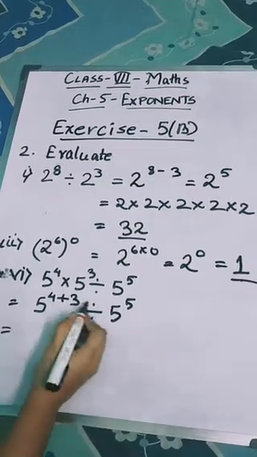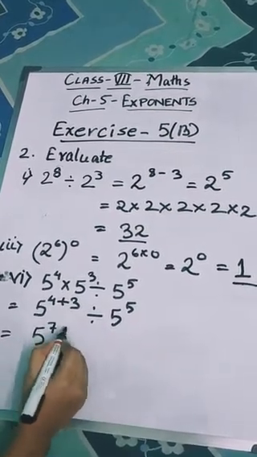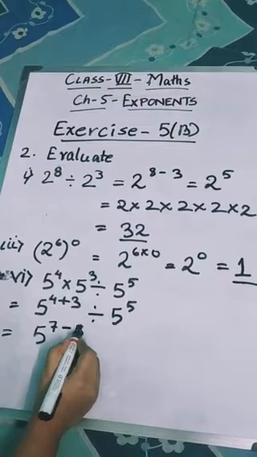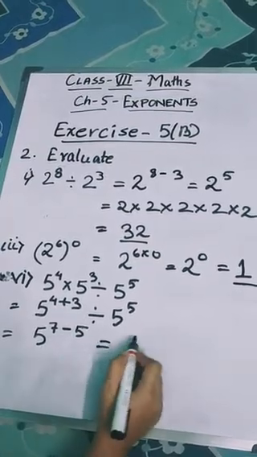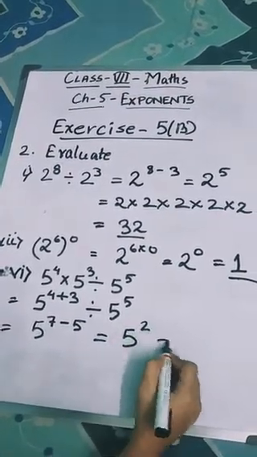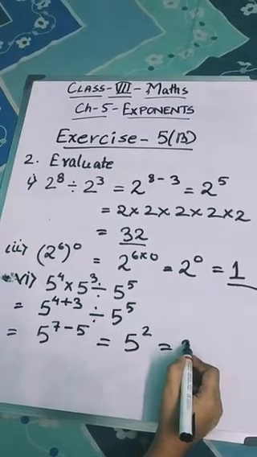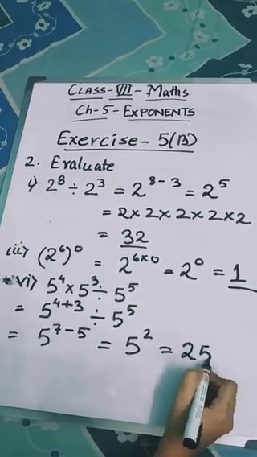Now 4 plus 3 will be 7. So 5 raised to the power 7 minus 5. So it will be 5 raised to the power 2, that is equal to 25.